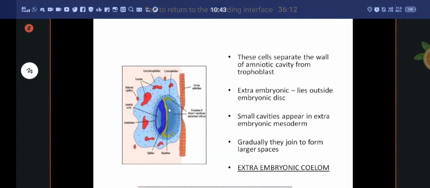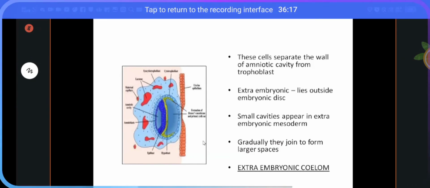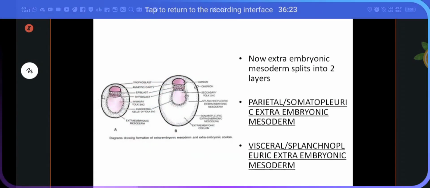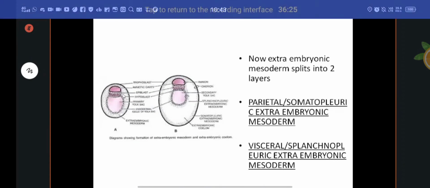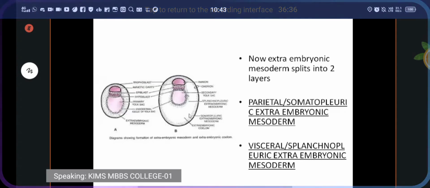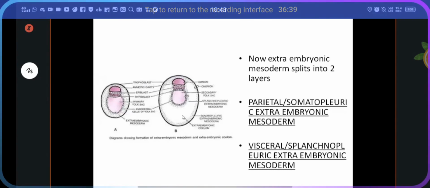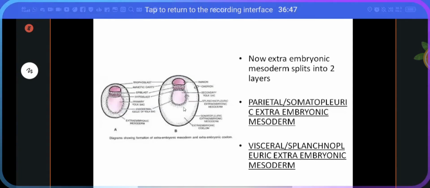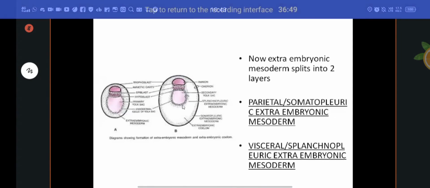Small cavities appear in the extra embryonic mesoderm and gradually they join to form larger spaces called the extra embryonic coelom. Here in this diagram, you can clearly see that first the extra embryonic mesoderm is formed, and small gaps appear in it, and these gaps unite to form a bigger space called the extra embryonic coelom. Now, the extra embryonic mesoderm splits into two layers, an outer layer seen near the outer lining and an inner layer seen close to the developing embryo.